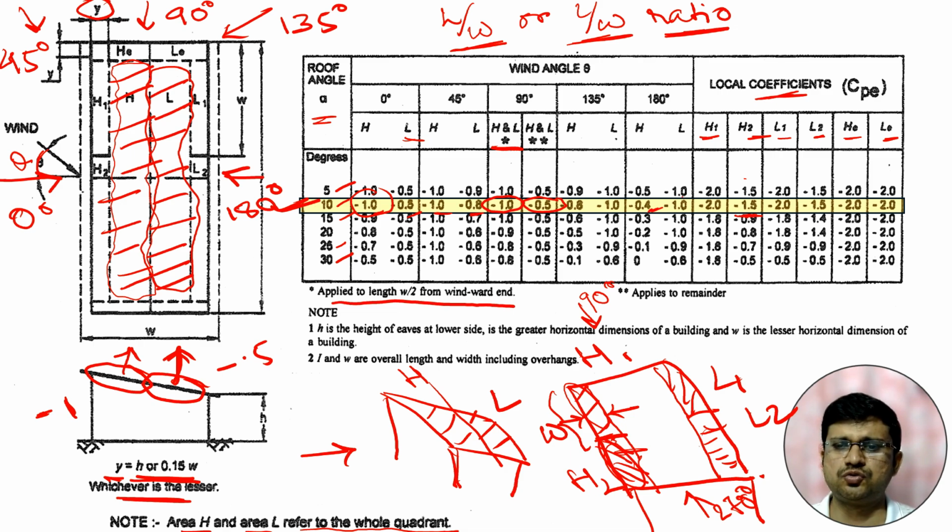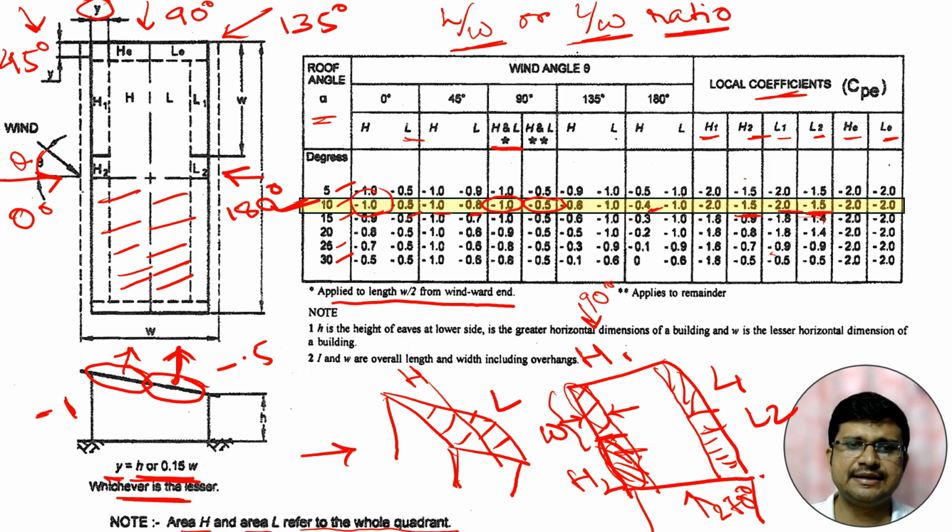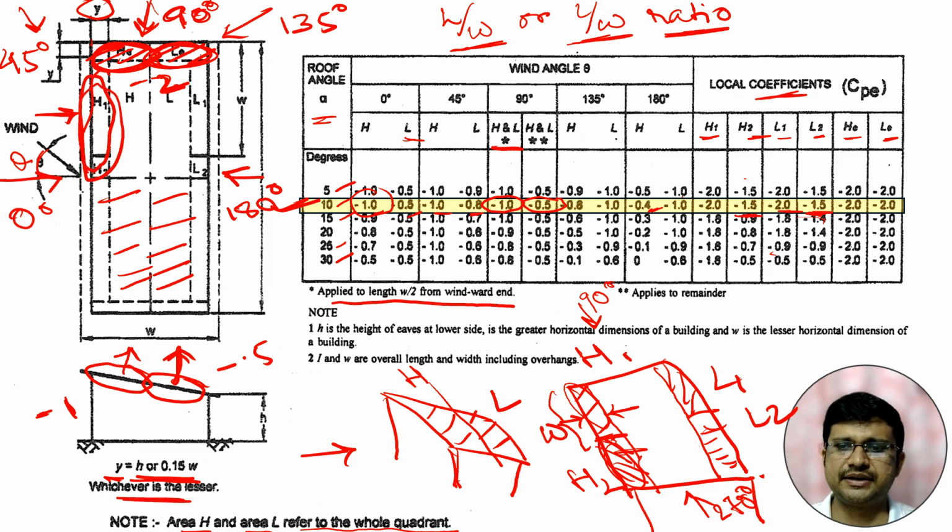Now this is H1, H2, L1, L2. L1 is minus 2, L2 is minus 1.5, same like H1 and H2, and HE and LE is minus 2. HE and LE are this particular portion. This is HE, this is LE. That means when wind is coming from 90 degree, this particular portion will be in local suction, and at that time we have to consider the value of minus 2. When wind comes from 0 degree, this particular zone will be critical, for which we will consider local coefficient of minus 2.